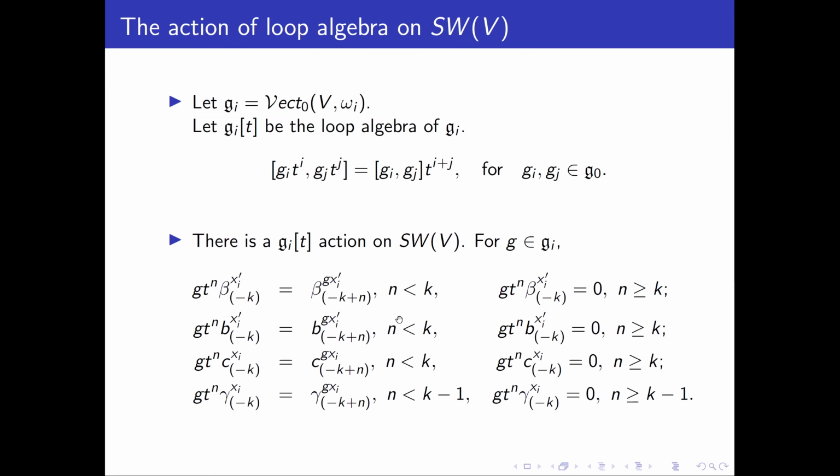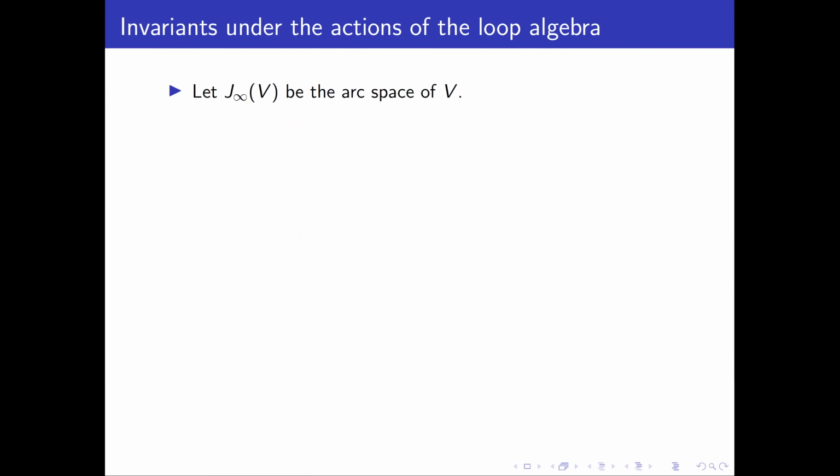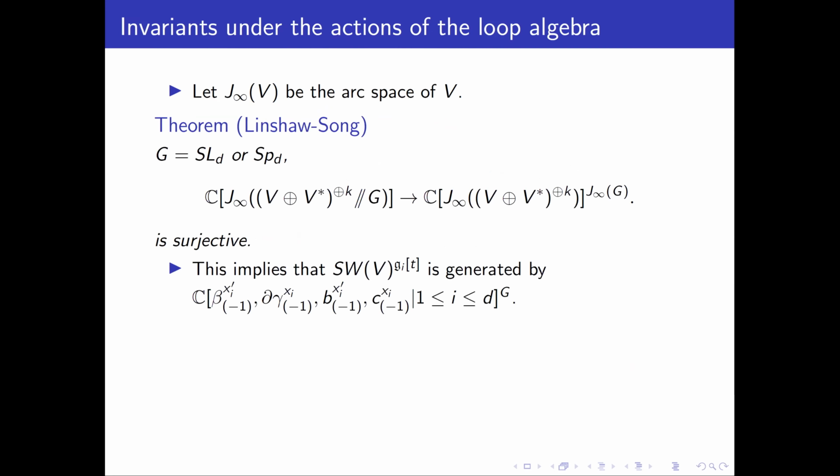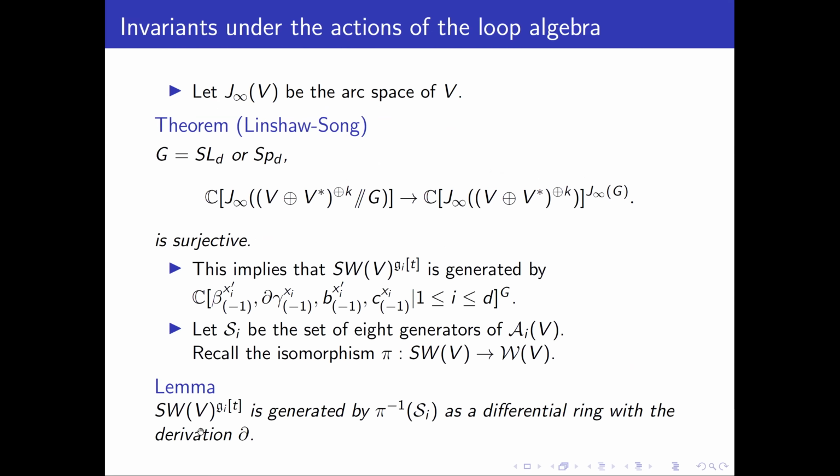Now, the loop algebra G[t] will act on this SWV. The action is given by the following: G acts on xi, and n will increase the modes. Now we have the following lemma, the last lemma. The G[t] invariant of SWV is generated by the inverse of pi of the eight elements. Here pi is the isomorphism.